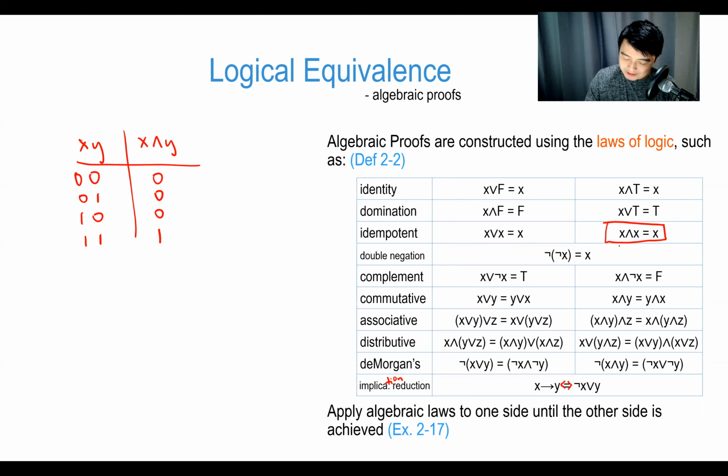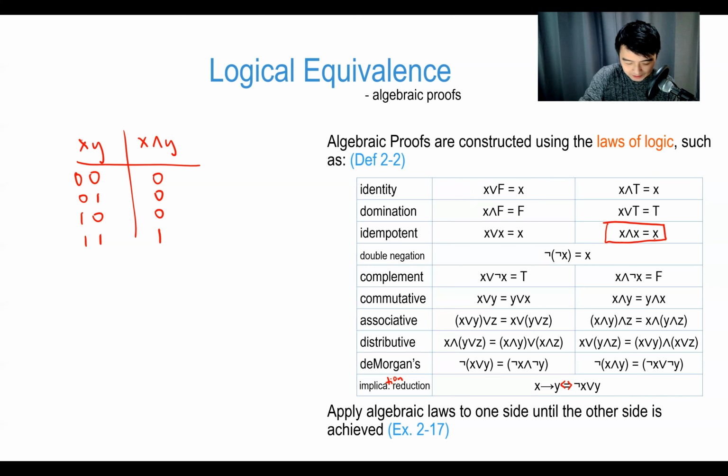So in this case, what are we saying? We're saying this is the idempotent law. This is saying x and x is equal to x. So whatever x is, if we're anding it with the same value, then the outcome is just x.